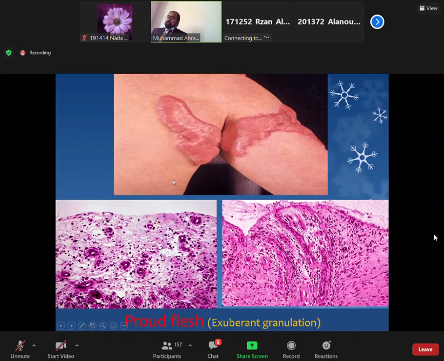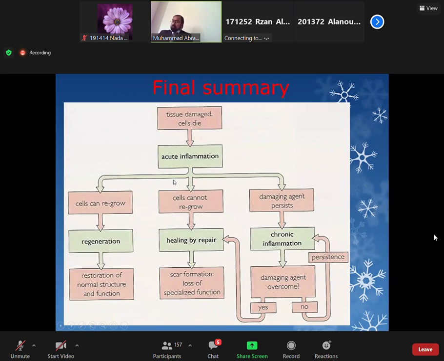Okay, so this was all about the final summary. Again, there is tissue damage to the cell, acute inflammation, the first process. The cell can regrow, regeneration, and restoration of normal tissue. Nothing happens. Within 8 days, you feel like nothing, right? Everything has been regenerated. If the cell cannot regrow, there is a problem. So there will be healing with repair, meaning extra fibrosis will be there, scar formation and loss of specialized function.